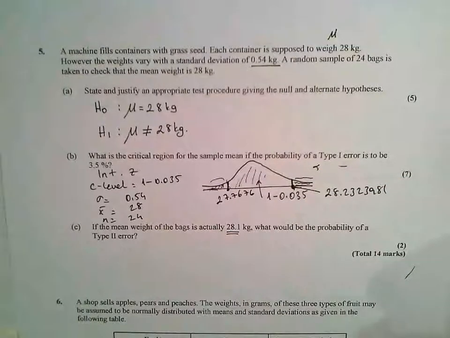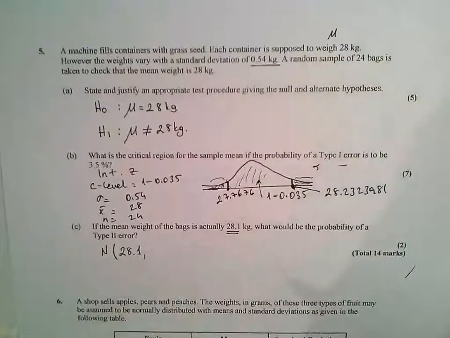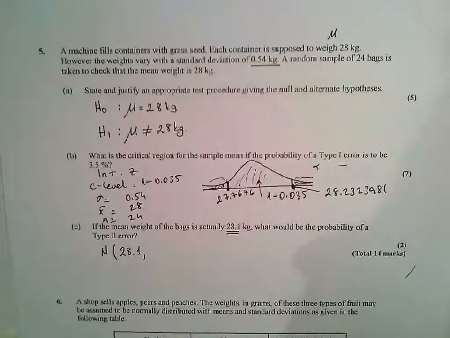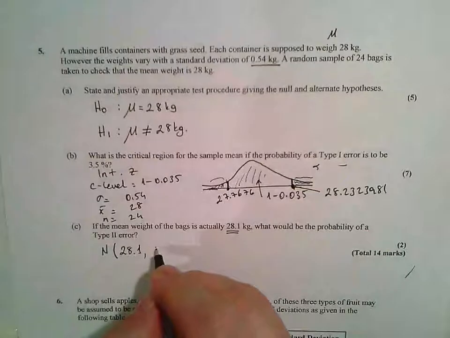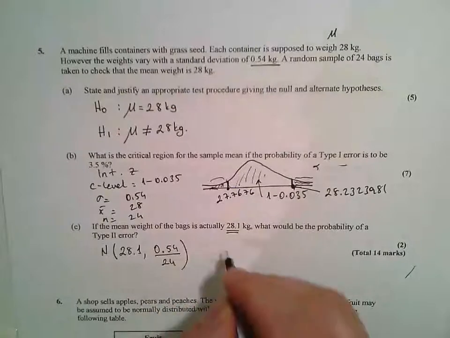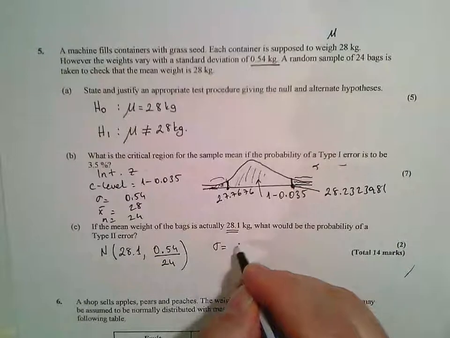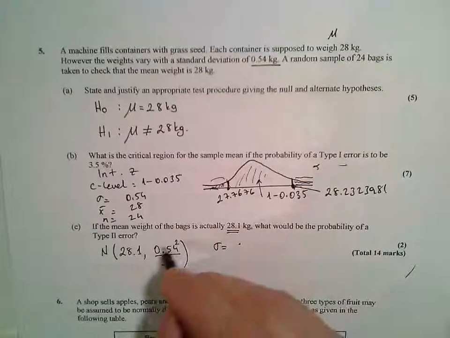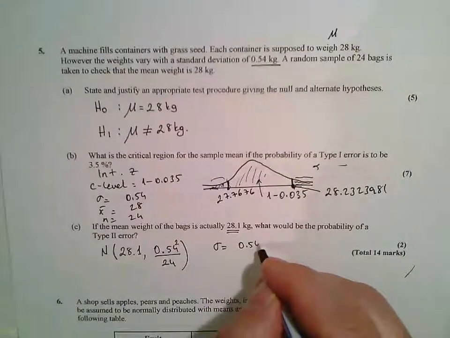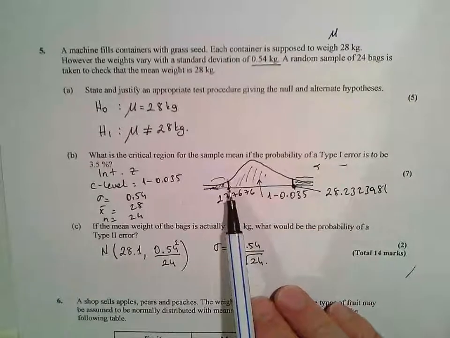What I am looking for, actually, I will go to the normal distribution now, and then it's distributed with mean 28.1. What is my standard deviation? I'm taking 24 samples, right? Then my standard deviation, I'm going to write down the variance here. Okay, 24. The standard deviation is going to be 0.54 divided by the square root of 24. So what I'm looking for is this interval here.